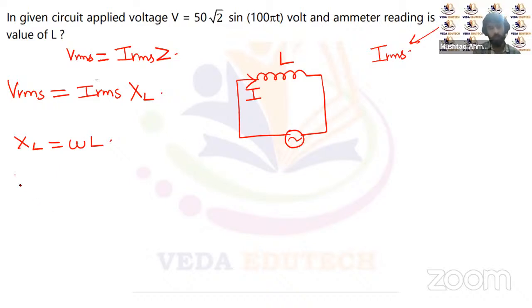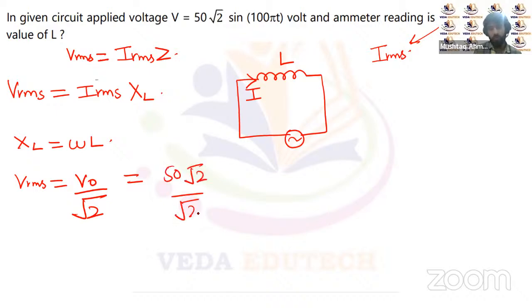And VRMS is actually equal to the peak value of the voltage upon root 2. Now you can see here the peak value of the voltage is 50 root 2, so 50 root 2 upon root 2. This is the peak voltage, or 50 will be equal to the RMS value of this voltage. So if the RMS value of the voltage is equal to 50, and IRMS is given as 2 amperes.